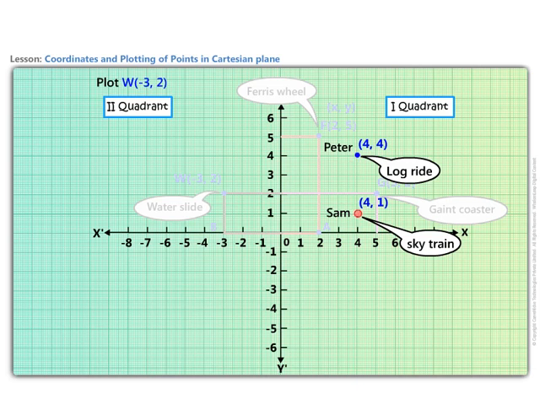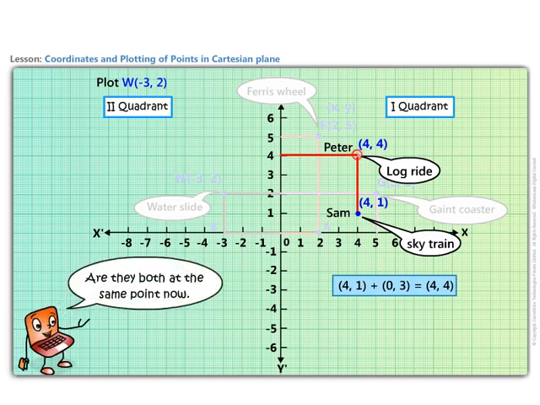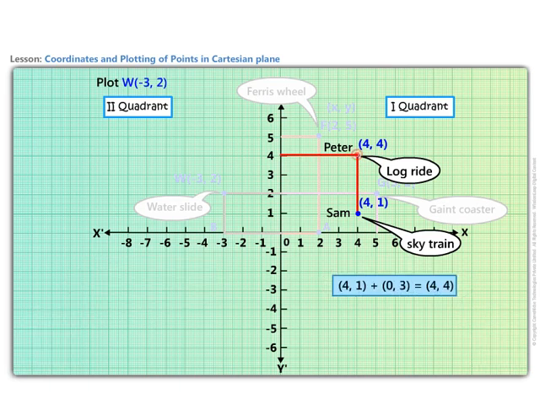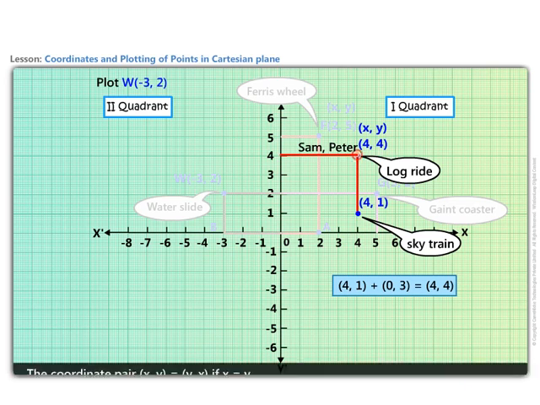He will walk 3 units in the positive y direction. Then he moves (4, 1) plus (0, 3), that is equal to (4, 4). Are they both at the same point now? Yes. When we look at the coordinates, we see that both Sam and Peter are at (4, 4). The coordinates of x and y are the same, hence they are at the same point.